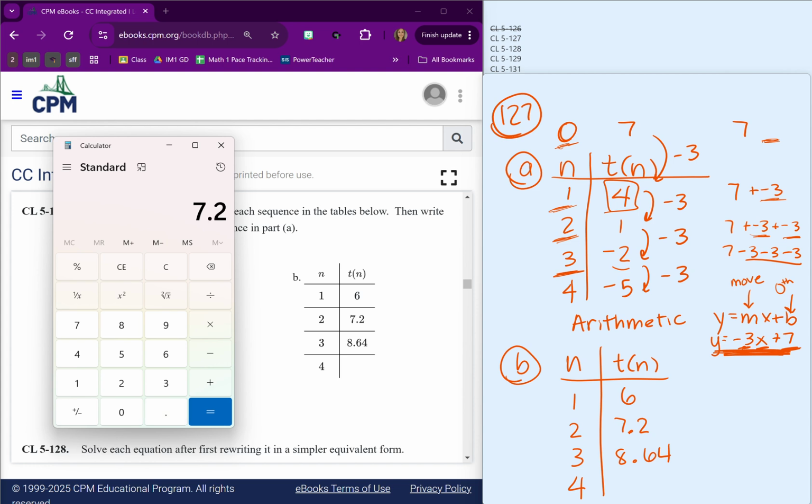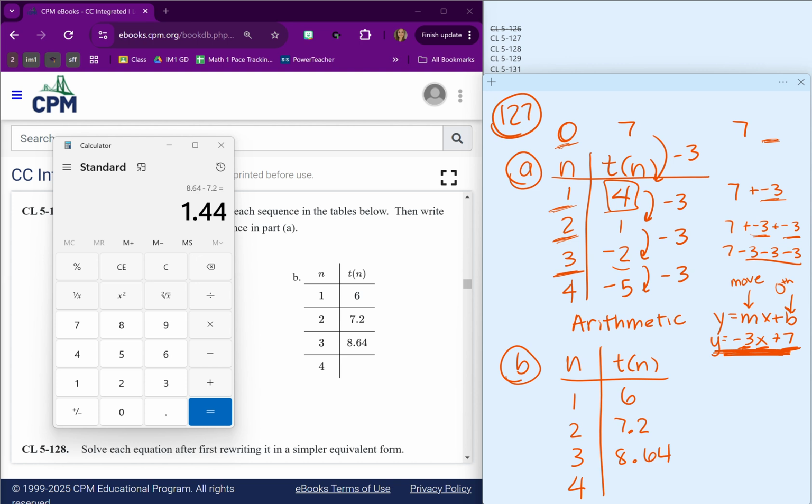Okay, and then for the next part, part B, if I'm looking for an adding pattern, I could subtract. So 7.2 minus 6 is 1.2. And let's test it again. So 8.64 minus 7.2. And here I have an issue. These are not matching patterns. I didn't add the same amount both times. So I can already see this is not arithmetic. So I'm going to go back to the drawing board and try geometric.